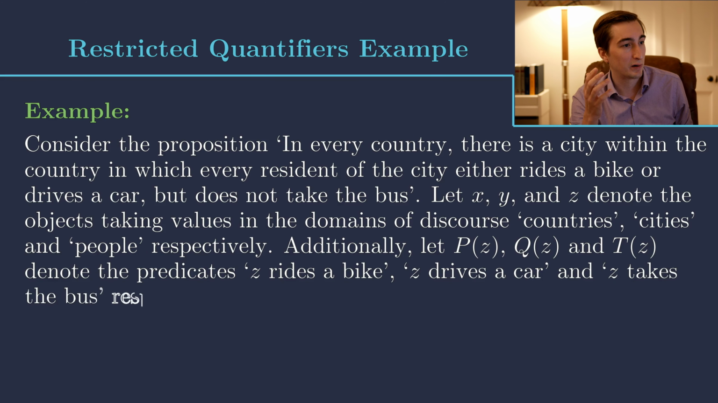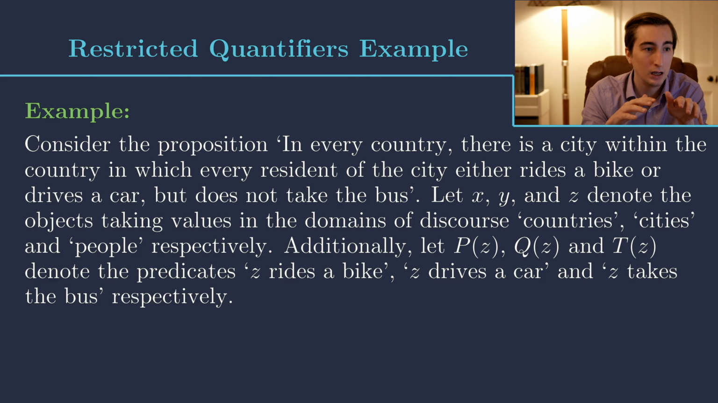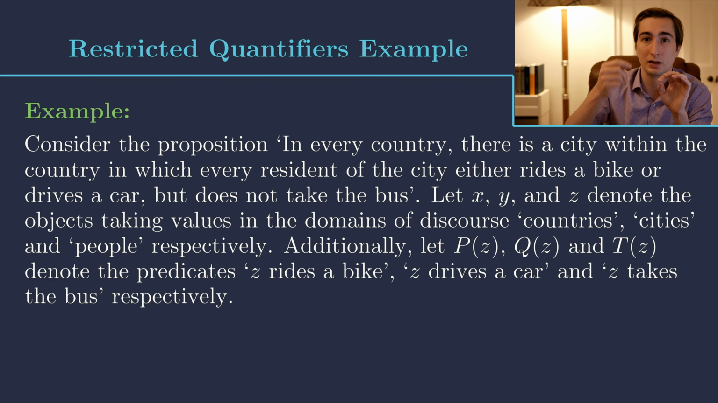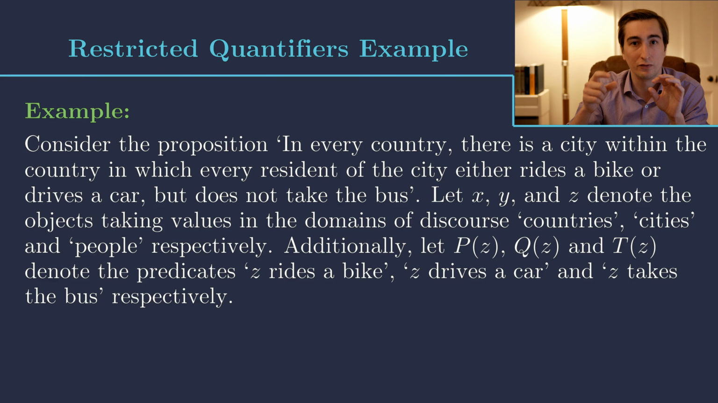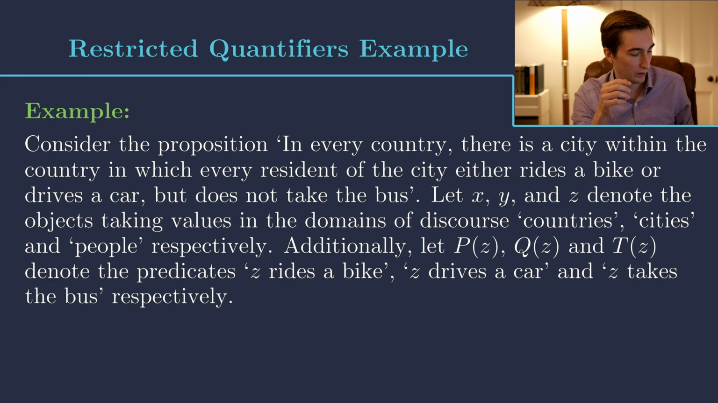And I'm denoting those as the predicates for Z rides a bike, Z drives a car, and Z takes the bus. So here Z is running over people. So when I put in people in there, I will only get a value of true or false depending on whether or not they ride a bike or drive a car or take the bus and so forth. So that's kind of the predicates for our final statement.